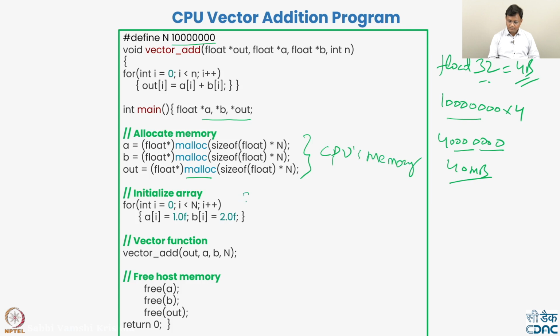After that, I am initializing the A and B values here. A is initialized with 1.0 and B is initialized with 2.0. And here you can see the vector function which I have declared; this is my vector add function, a CPU vector add function. After the addition function is over, I am using the free function of standard C++ to release whatever allocation I have done. In total I have reserved around 120 MB of space in RAM. So, when I use free on A, B and out, all this 120 MB of space will be released.